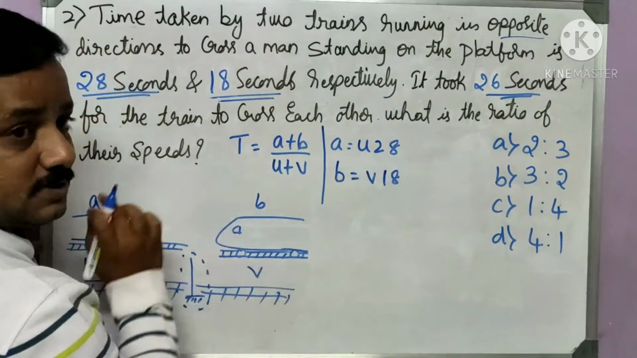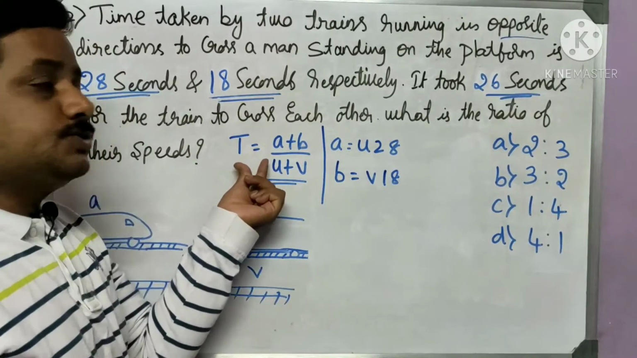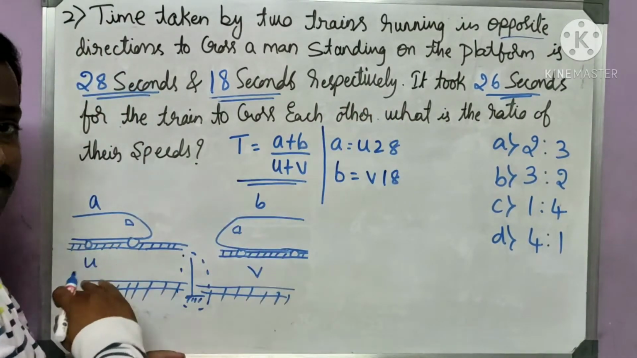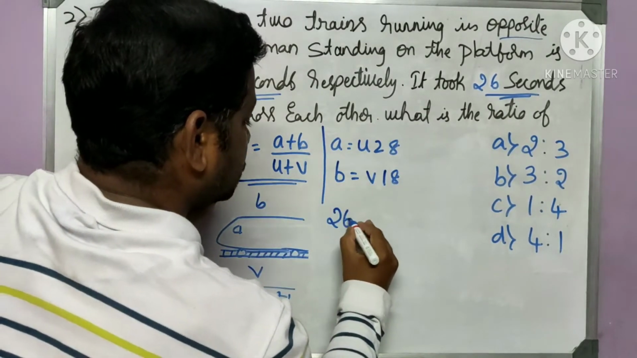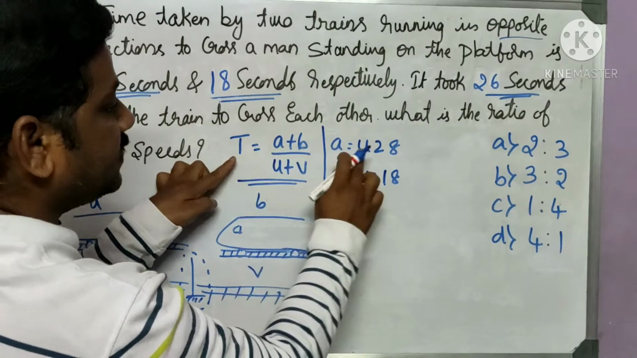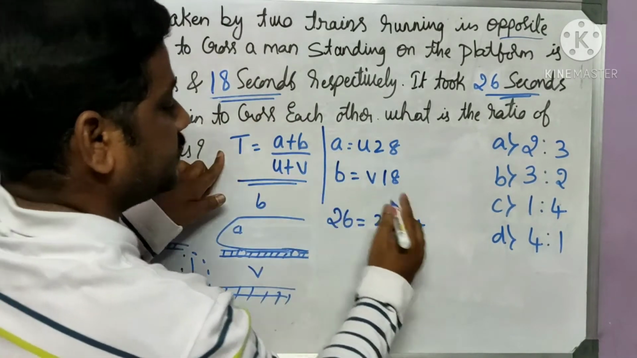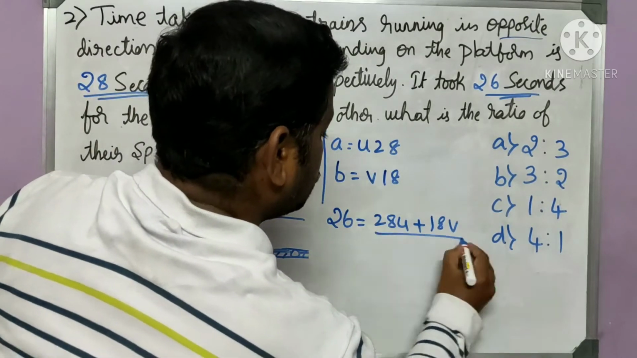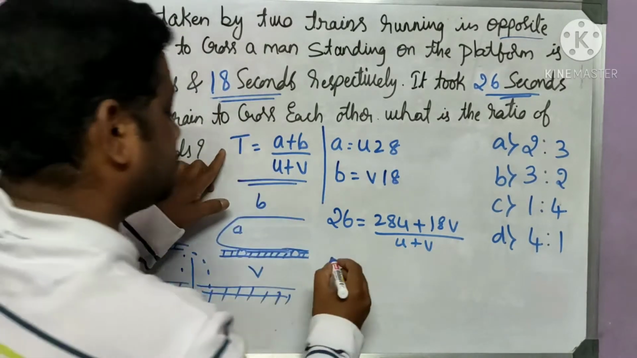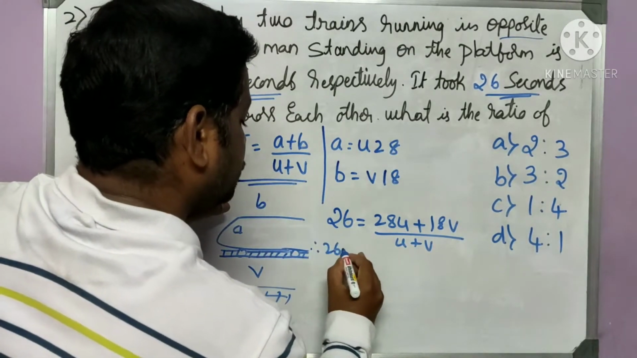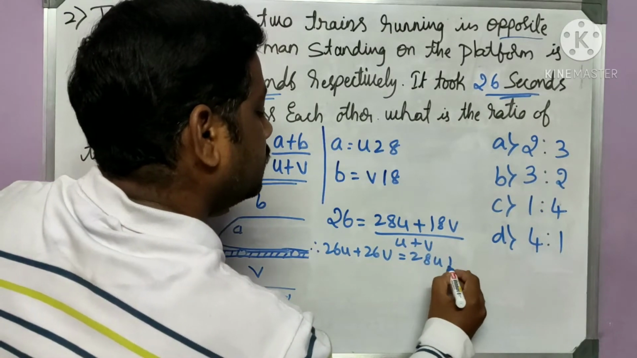Now I'll substitute these values here. The time taken to cross each other, this is the formula, is 26 seconds. Therefore I'll take this as 26 is equal to, in place of A I will write 28U plus, in place of B I will write 18V, whole divided by U plus V. And I'll take this to the LHS side. Therefore this is going to become 26U plus 26V is equal to 28U plus 18V.